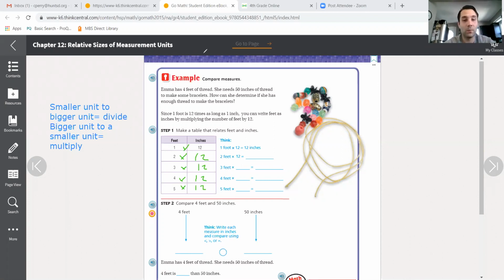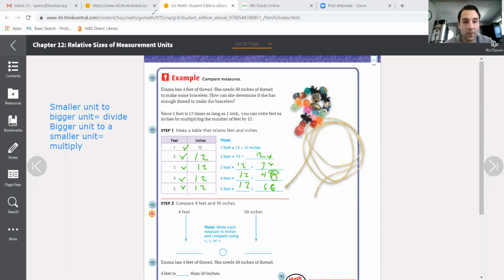Okay, so let's do some quick multiplication. 2 times 12 is 24. 3 times 12 is 36. 4 times 12 is 48. 5 times 12 is 60. Sorry, my handwriting is not the best. It's hard to write on my screen.